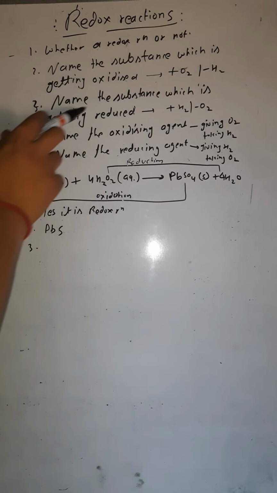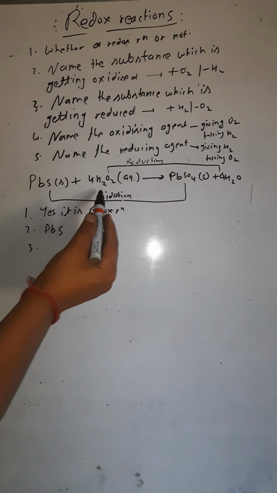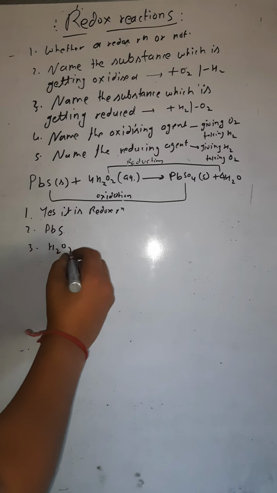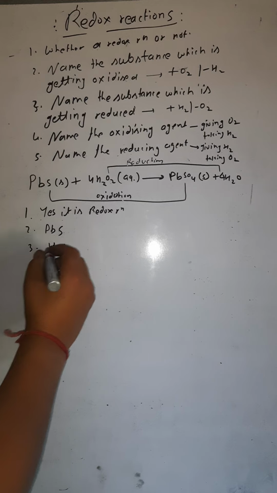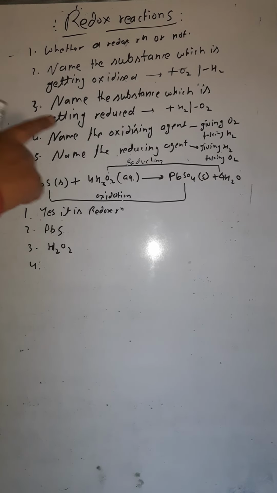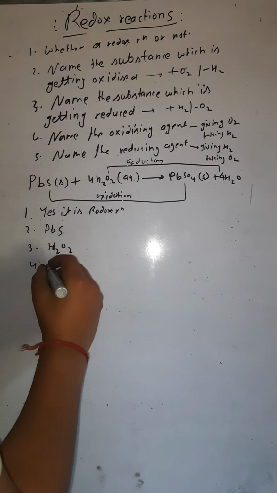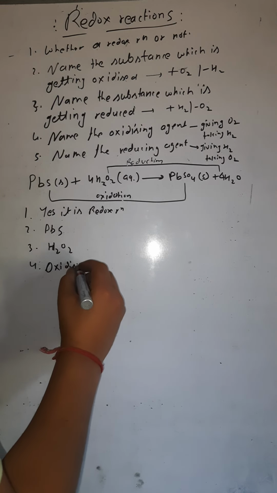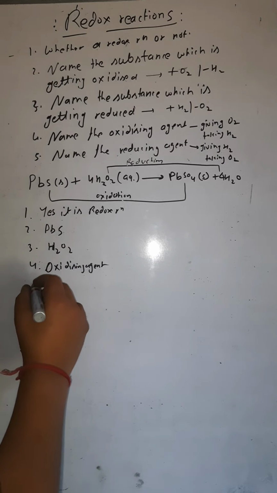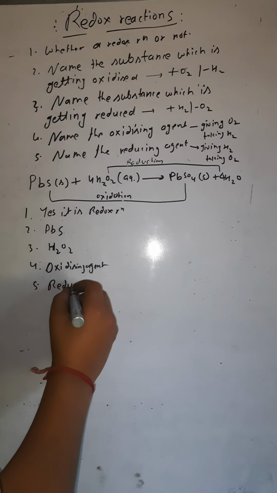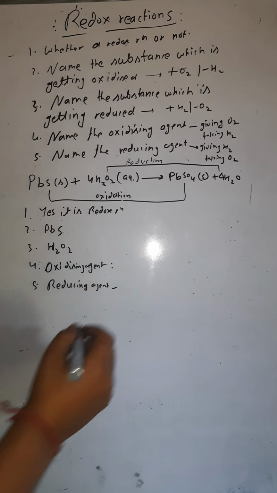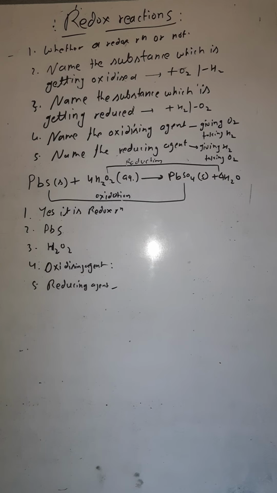Third one, name the substance which is getting reduced. So this one is getting reduced. The reduced one is H2O2, hydrogen peroxide. Okay. Question number 5, name the oxidizing agent. Fifth one is the reducing agent.